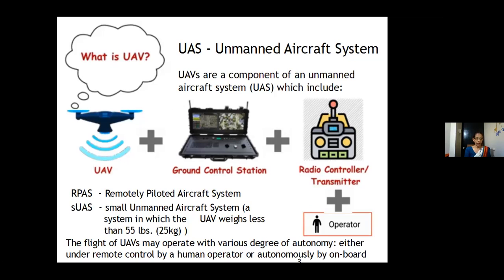Okay. Additionally, terms like RPAS, that is remotely piloted aircraft system, is used when it is operated remotely from the ground. Also, we can see the name small unmanned aircraft system if the aircraft weighs less than 25 kg. The flight of UAVs may operate with various degrees of autonomy, either under remote control by a human operator or autonomously by onboard computers.